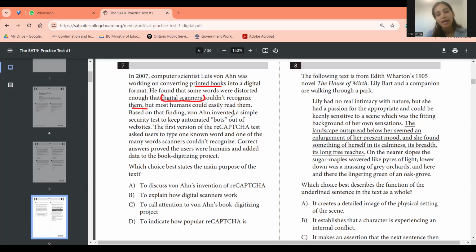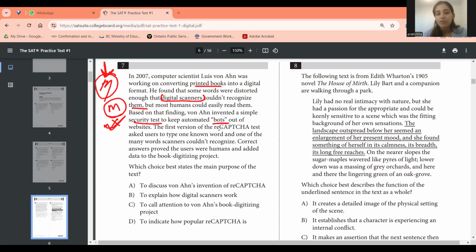Based on that finding, von Ahn invented a simple security test to keep automated bots out of websites. So, for example, if M is written like this instead of simply like this, computers cannot recognize it. And that is why we have CAPTCHA. If we want to identify that we are human beings, that there is no scammy bot, they would give a CAPTCHA in this form, like irregular word patterns and all of that.